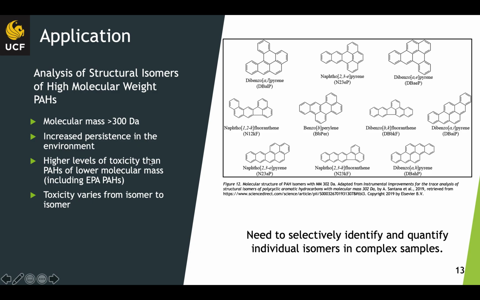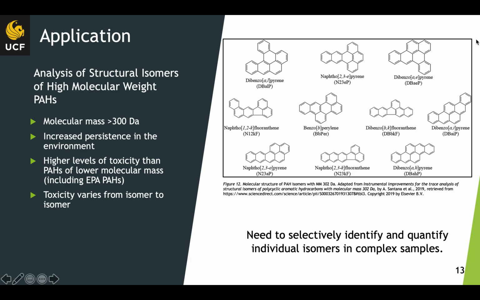Many of these high molecular weight PAHs exhibit higher levels of toxicity than PAHs of lower molecular mass for the same reasons, and this includes those EPA PAHs. Very important to note is that the toxicity of these isomers varies from isomer to isomer. So here we have 10 isomers out of 23 possible for the molecular mass 302 daltons. Some of these PAH isomers are extremely toxic and carcinogenic, some are less, and others are not toxic at all.